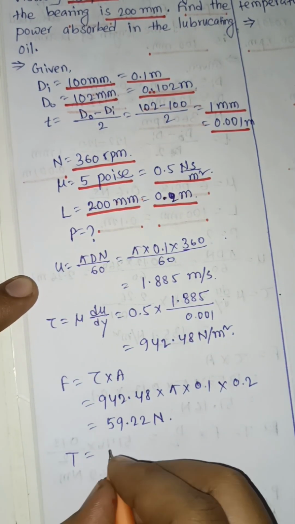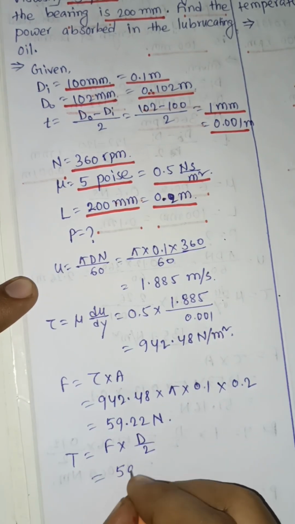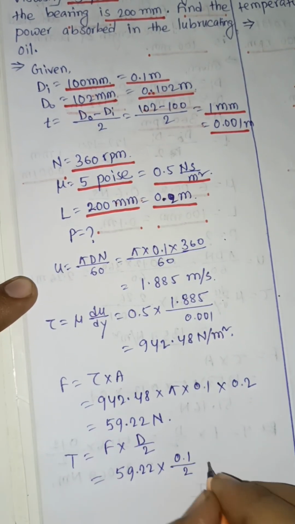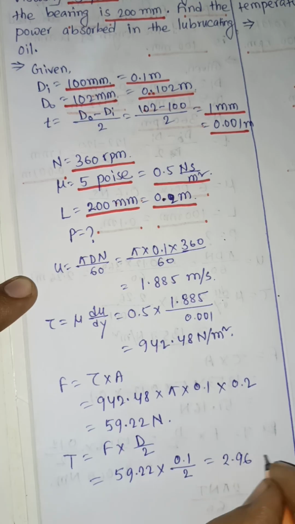Now if you want to calculate the torque, that is F into d by 2. We know that. So what is the value of F? That is 59.22, and diameter, that is 0.1, divided by 2. So from here you get the value of torque, that is 2.96 Newton meter.